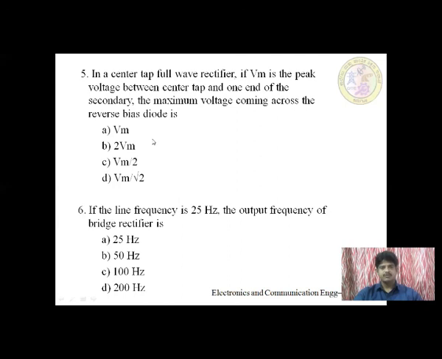Next, going to the fifth question. In the center tap full wave rectifier, if VM is the peak voltage between center tap and one end of the secondary, the maximum voltage coming across the reverse bias diode is. So VM is the peak voltage between the center tap and one end, VM is given and maximum voltage across the reverse bias diode is asked.